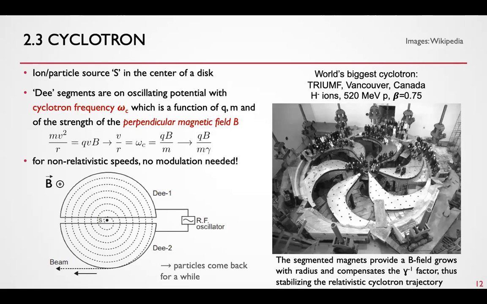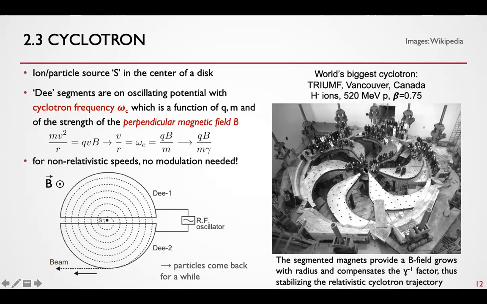Now, why am I telling you this? I'm telling you this because the world's largest cyclotron is the TRIUMF cyclotron, which accelerates protons up to 520 MeV, where beta, the velocity divided by the speed of light, is 75%. So these are already relativistic. What people do here is they compensate for this relativistic correction by slicing the magnet open. That's why it has this star-shaped pattern.